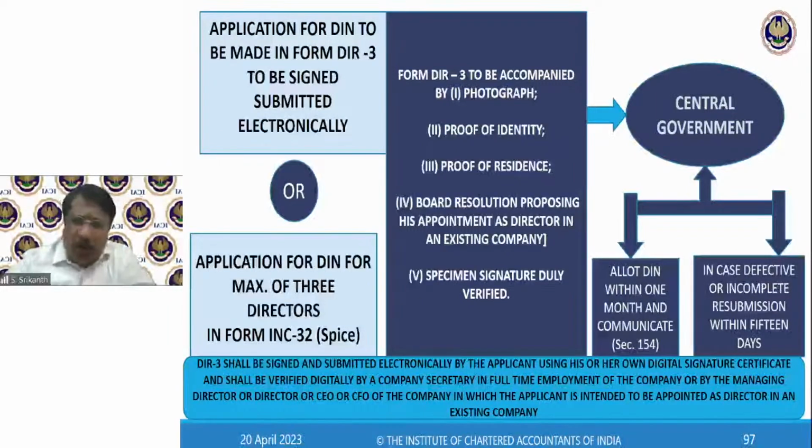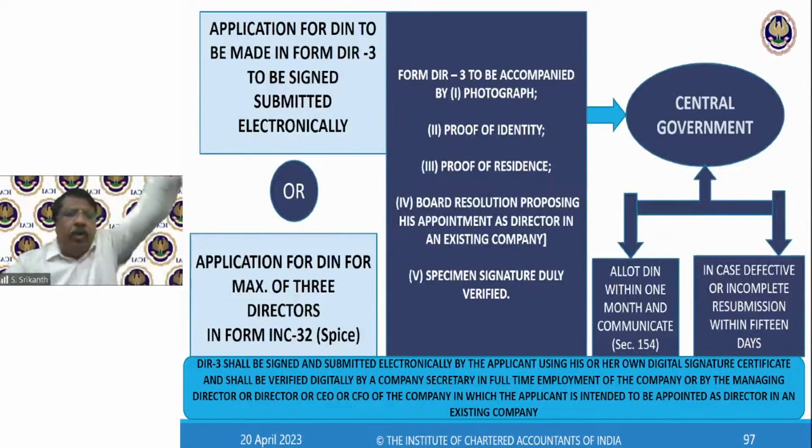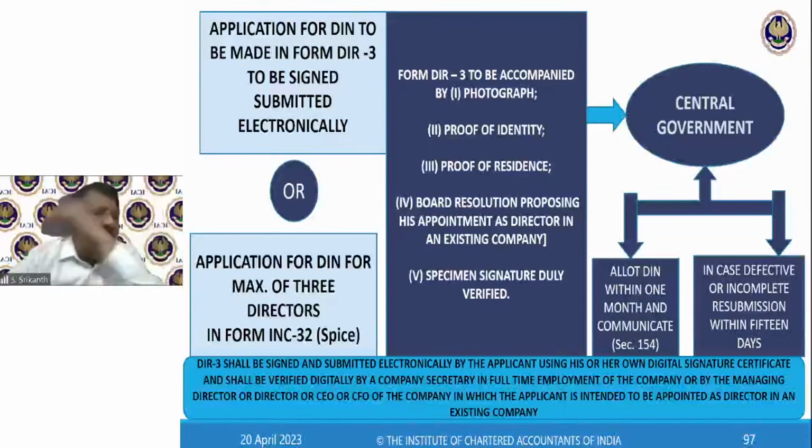If you want a DIN, you don't have to give all this, because we incorporate companies for the first time and the company itself is not incorporated. They need DIN. How do I get a board resolution? So that is waived. They won't insist on that. And specimen signature duly verified for the record. All that you upload onto the website.